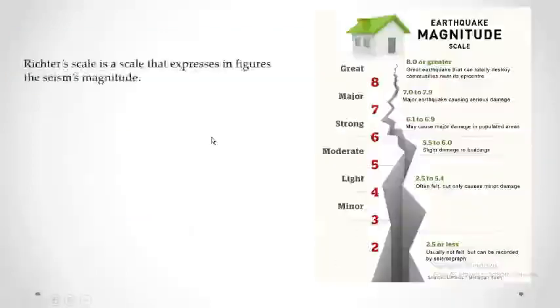This scale expresses in figures the seism's magnitude. So we have, for example, 2, 3, 4, 5, 6, 7, 8 and 9, so it extends over 9 degrees. If I read right here, for example, degree 2 is usually not felt. So if an earthquake is of degree 2 according to Richter's scale, you will not feel any shaking. For example, let's talk about a stronger magnitude. If it's 6, for example, it may cause major damage in populated areas. So this is Richter's scale.